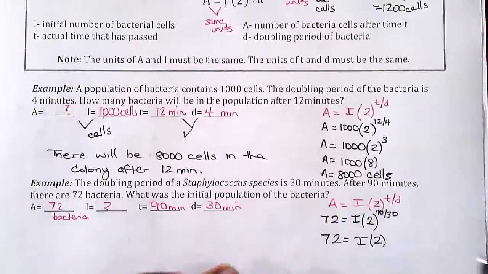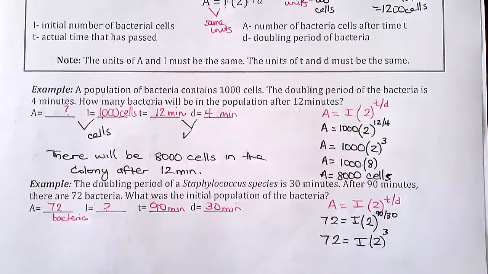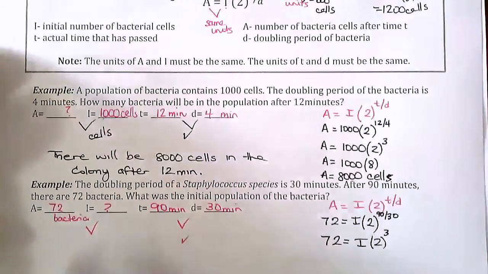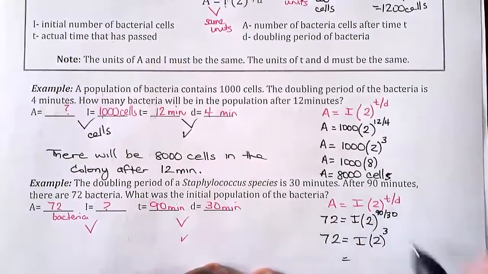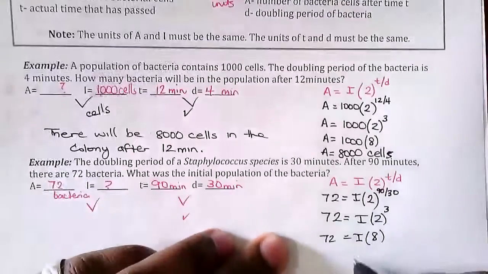Remember, you always want to simplify the exponent first. 90 divided by 30 is 3. Oh my gosh, and I forgot it again. Make sure the units are the same before proceeding. Okay? So you simplify the exponent. So you have 72 is equal to I times 2 to the power of 3, which is 8.